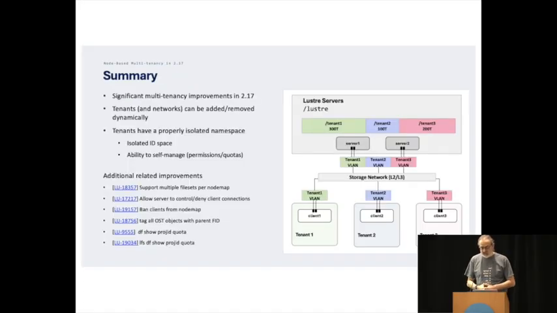So for the 2.17 summary, we've got definitely some huge improvements in multi-tenancy. Dynamic NIDs really makes it much more seamless to add and remove tenants. I wish we'd had removing tenants in the demo as well. It's just the same as adding them. You don't have to reboot anything or unmount anything on the servers. Of course, you unmount the clients. But we have the isolated namespace. So there's some other improvements there you can peruse.